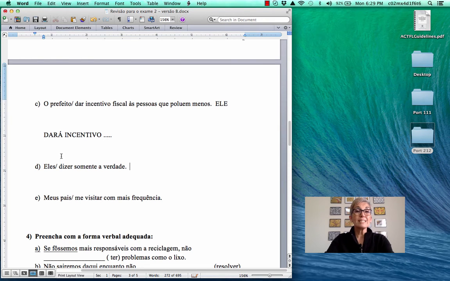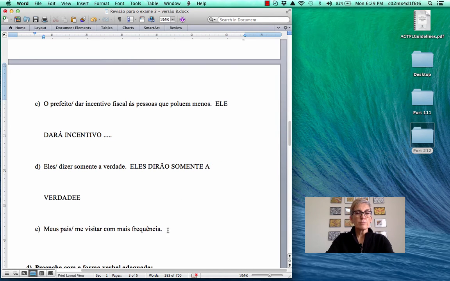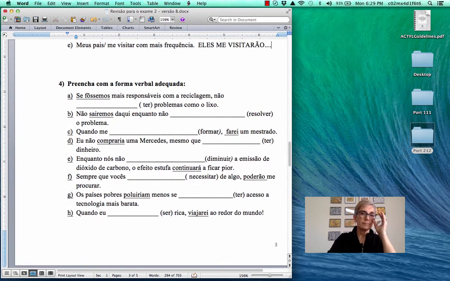Eles, now the verb dizer is irregular, okay? So the Z changes to an R. Então, eles, the Z changes to an R, and then you add the ending. Eles dirão somente a verdade. They will only tell the truth. Meus pais, let's change it to eles, ok? Eles me visitarão, write the infinitive and then add the ending. Me visitarão com mais frequência.